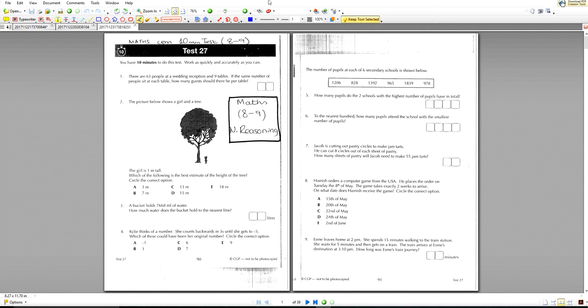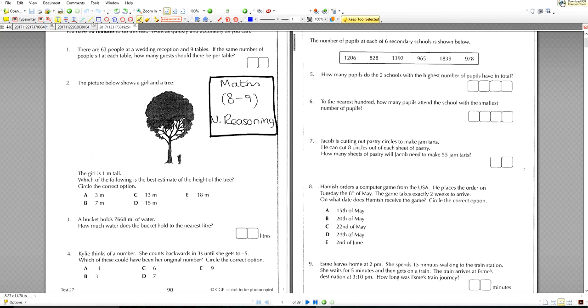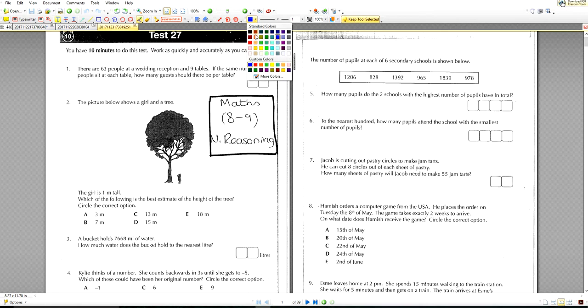Okay, right, let's make this a little bit bigger. Right, okay. Move up a bit. Just get hold of a nice pen.